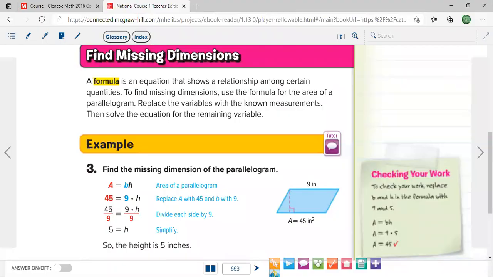Now let's try to find the missing dimension. Find the missing dimension of the parallelogram. The area is given, 45 inch squared, and the base is 9, and we need to know what the height is. Of course, you know 5 times 9 will give you 45. Or you can form an equation. You replace the A on the left hand side with 45, so it becomes a multiplication equation. In a multiplication equation we divide, so divide by 9 on both sides. So 5 equals H, which means the height is 5. So you can solve it mentally, or you can form an equation.